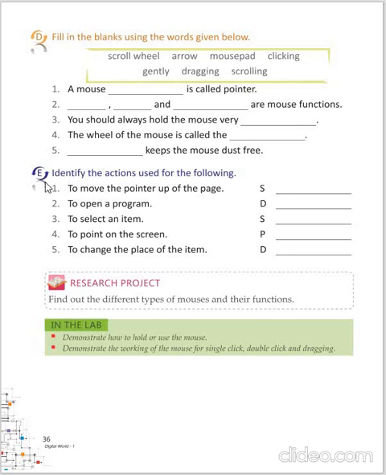Now come to E. In this, you have to identify the actions used for the following. To move the pointer up of the page, scroll. To open a program, double click. To select an item, select. To point on the screen, pointer. To change the place of the item, drag and drop.